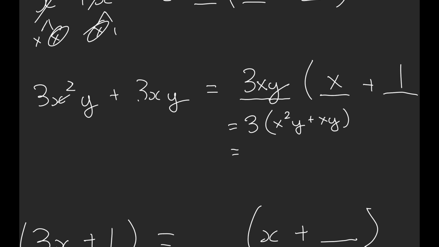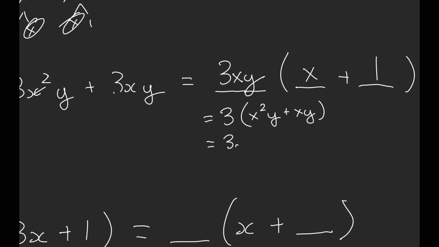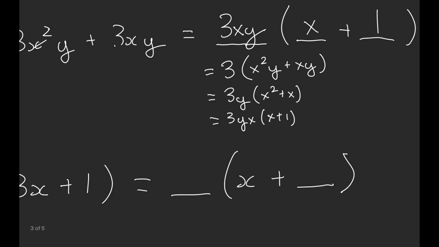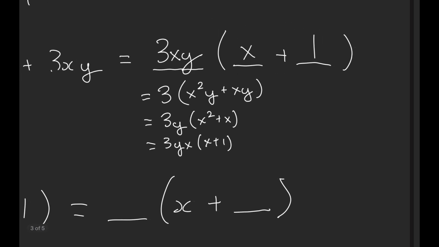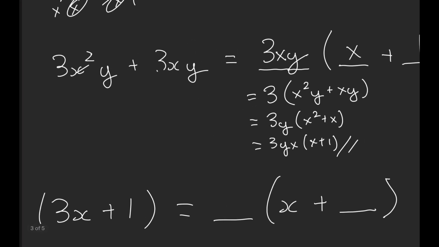We can see that there's a y present in both. So then we're going to factor out the y. Again, divide the inside, multiply the outside. 3y times x squared plus x. Then we find another common term, which is going to be the x, because x will go into both of the terms inside of the bracket. So we're going to divide the inside, multiply the outside. 3yx times x plus 1. And there's our final answer. Notice how this and this are the same thing.